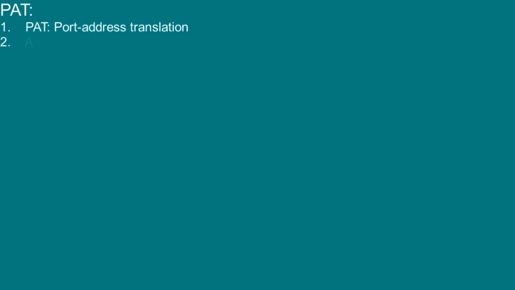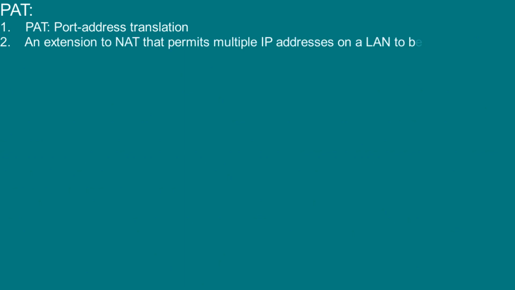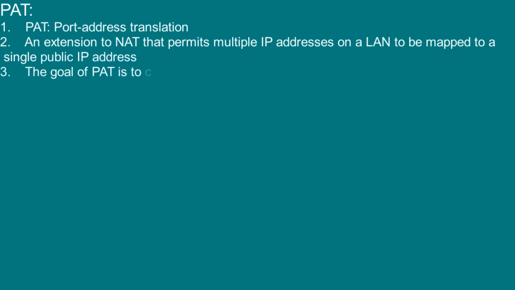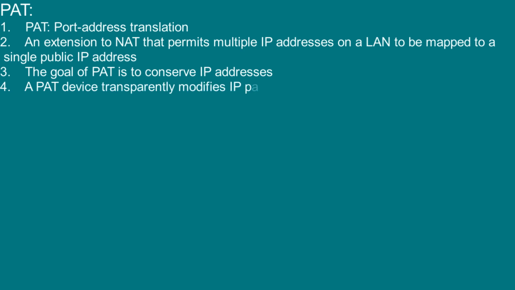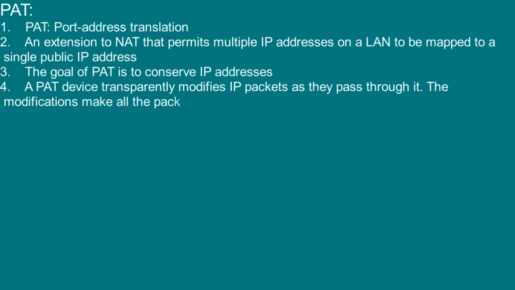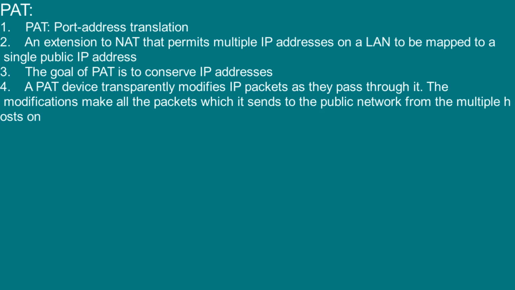PAT: 1. PAT, port address translation. 2. An extension to NAT that permits multiple IP addresses on a LAN to be mapped to a single public IP address. 3. The goal of PAT is to conserve IP addresses. 4. A PAT device transparently modifies IP packets as they pass through it. The modifications make all the packets which it sends to the public network from the multiple hosts on the private network appear to originate from a single host.